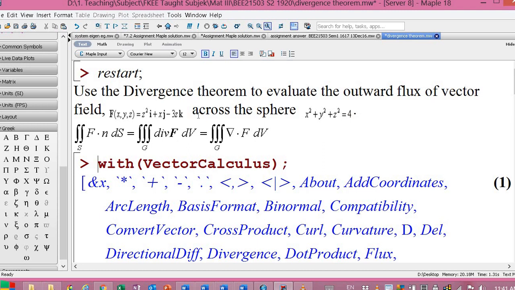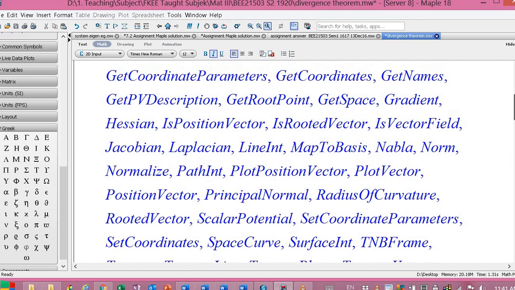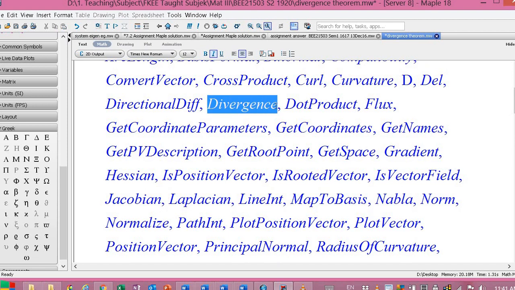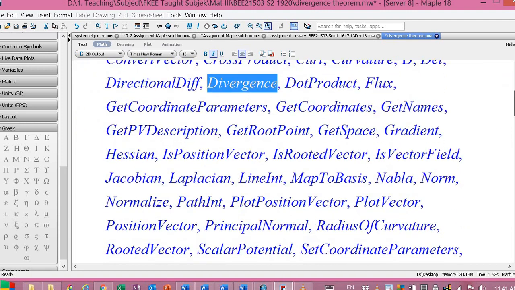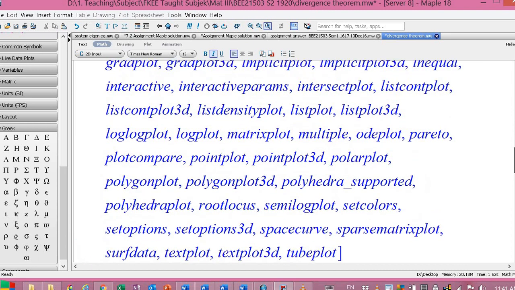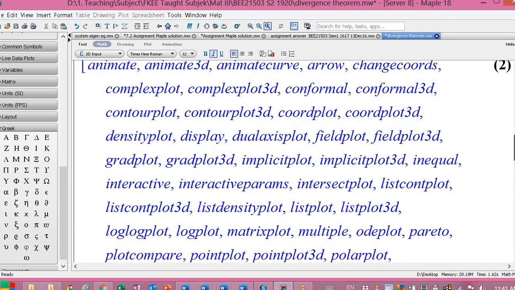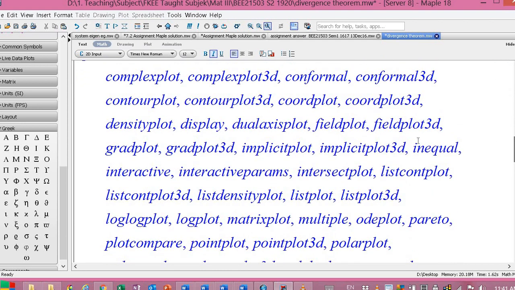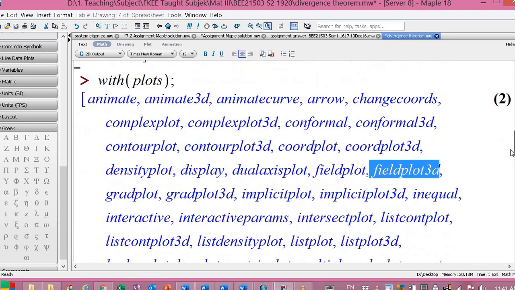To evaluate the divergence of F here, we call the VectorCalculus package, where I'm going to use the Divergence function to evaluate del dot F. Then I call the plots package because I'm going to plot the vector field in 3D for you to see. I'm going to call fieldplot3d to plot the 3D vector field for you to view.